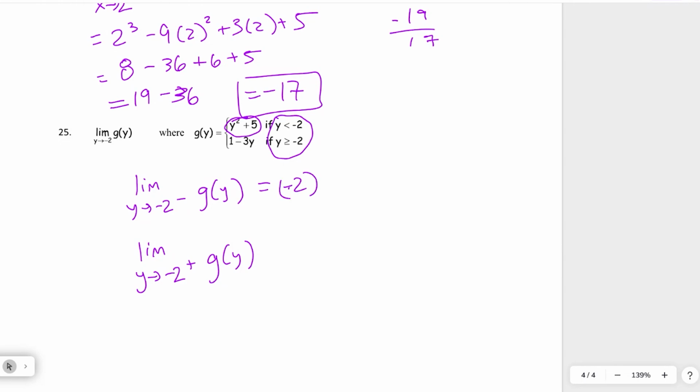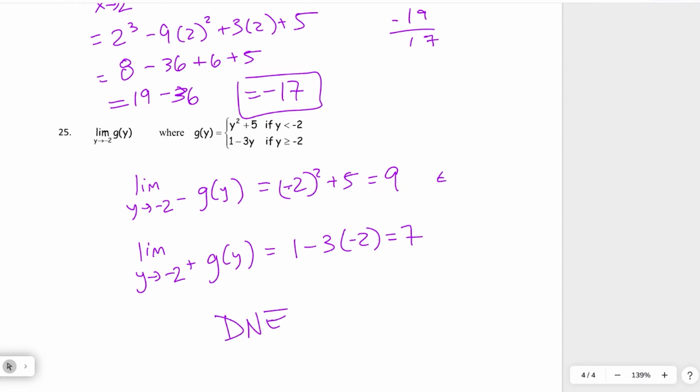So negative 2 squared plus 5, that's 4 and 5 is 9. And then calculating the right hand limit, we're going to substitute in negative 2 into the bottom piece. So 1 minus 3 times negative 2, that's going to be 1 plus 6 is 7. So this limit doesn't exist because the two one-sided limits are not equal.